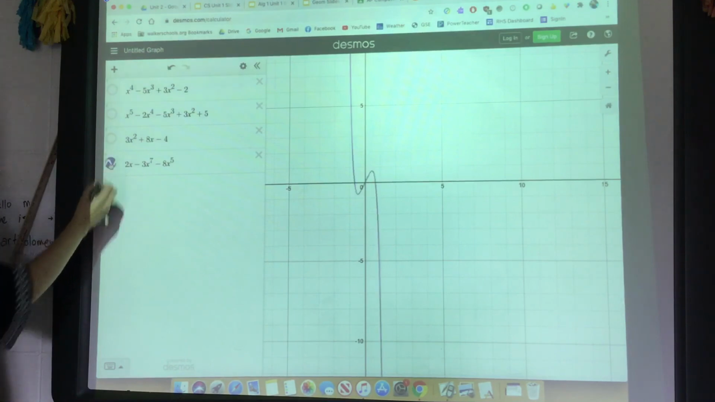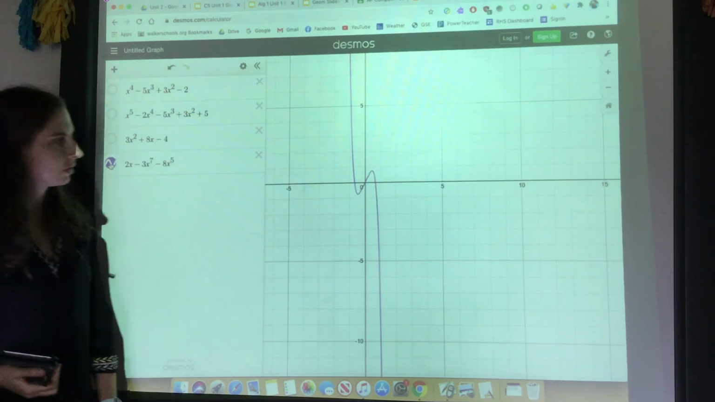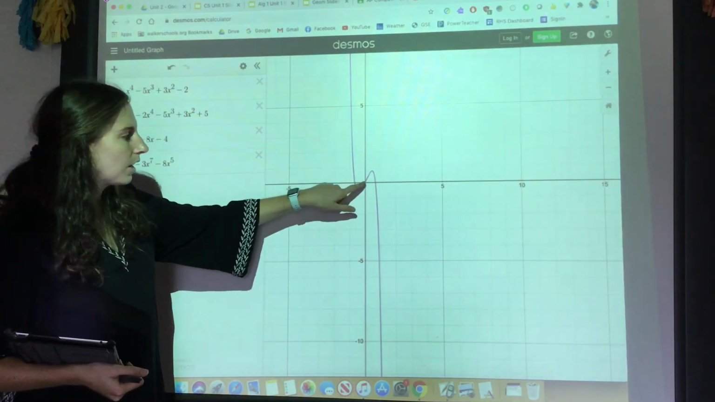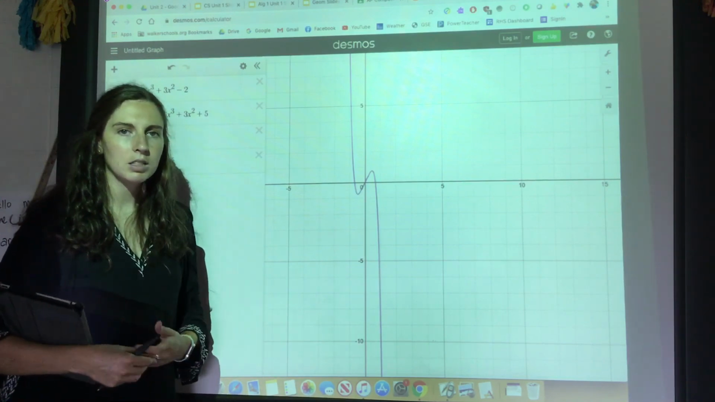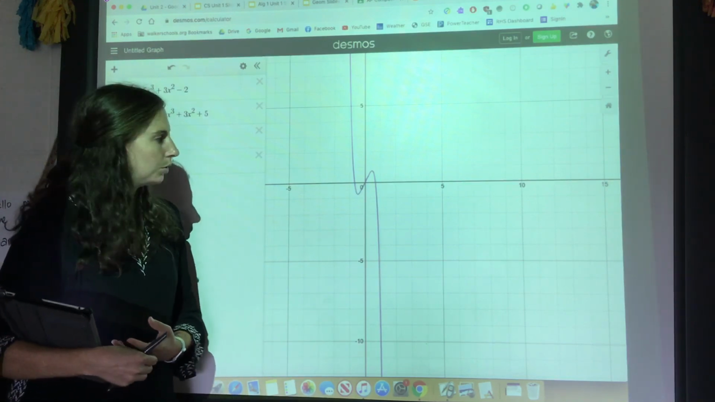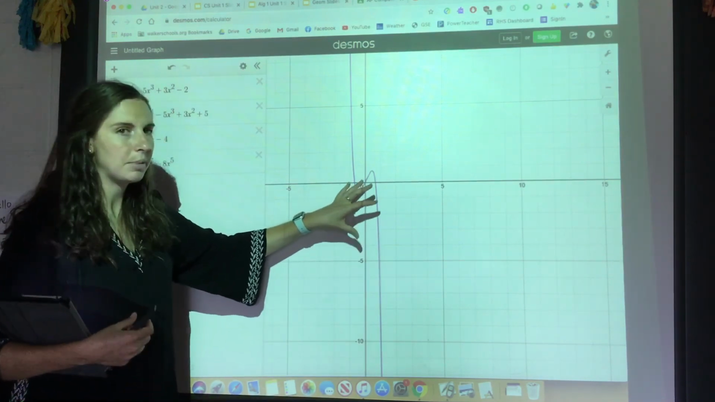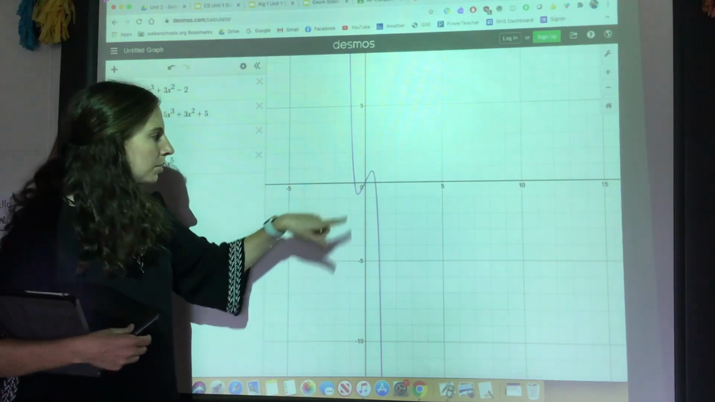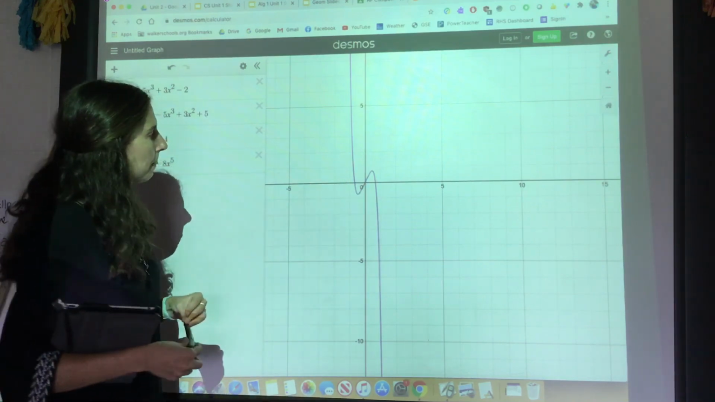This last one has degree of 7, and so we would expect 7 roots. Notice I only see 3 x-intercepts, so it's possible there are some other complex roots. It's also possible that there's some multiplicity, that maybe some of those roots repeated, probably here around 0. I would guess that 0 is a root.